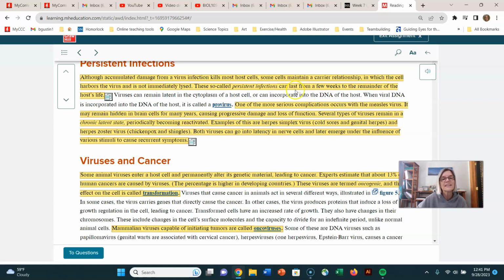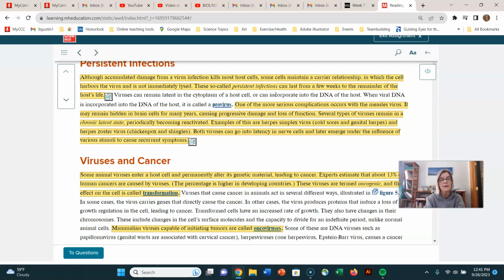The people that get encephalitis have what we call this persistent infection, where the measles virus actually gets into the brain tissue, causes inflammation, and can result in blindness, deafness, brain damage, and death. So it can be a very serious disease. So it's really important that people get measles vaccines.